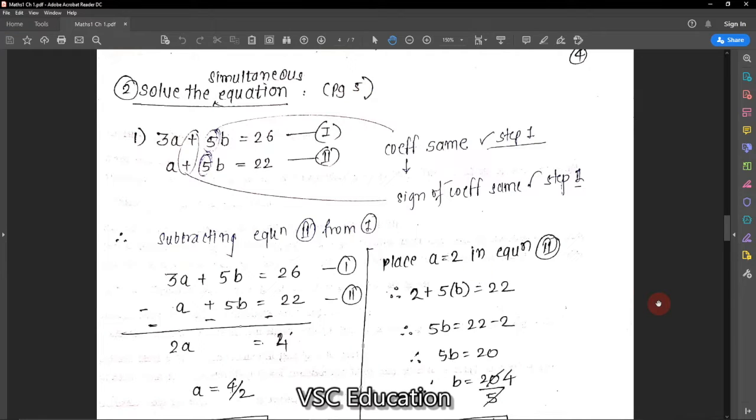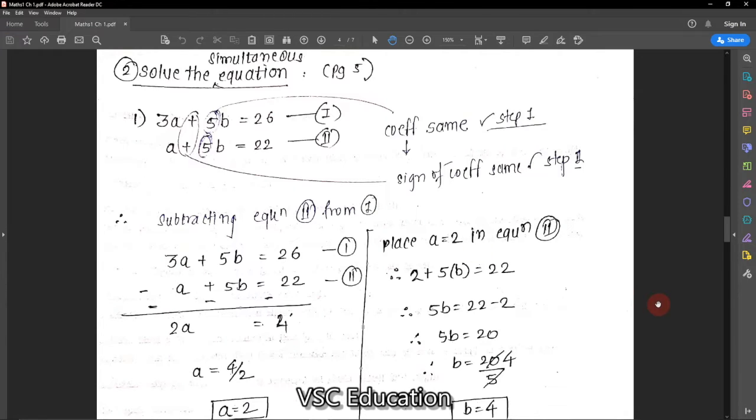Solve the simultaneous equations, page number 5 in your textbook. Okay, so from the page 5 textbook we are going to solve exercise 1.1, second sum.